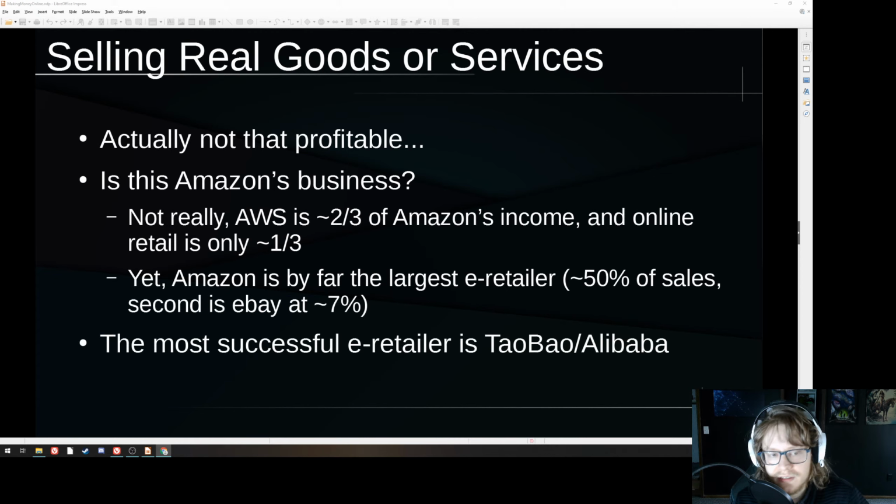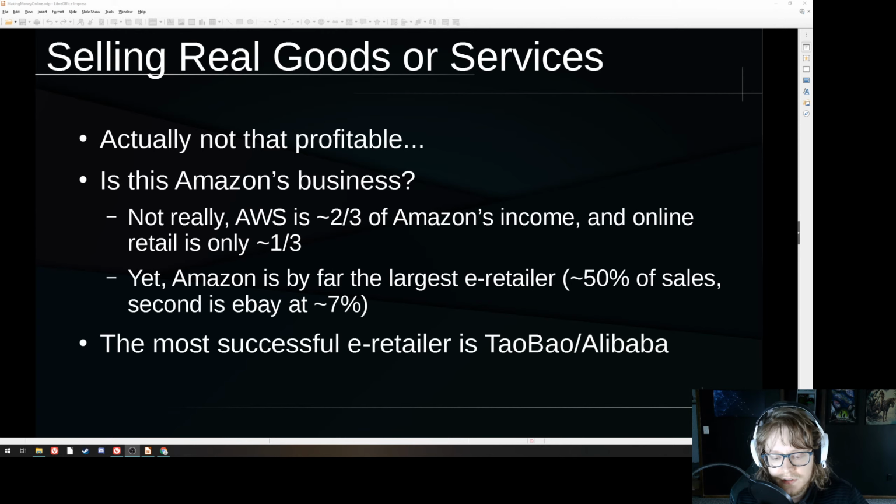Traditional, plain old sales. Well, traditional, plain sales is actually not that profitable. Many people think that Amazon is a retail company and that they make most of their money by selling things, but they're not. They're actually primarily a web service hosting company. AWS, which is Amazon's web services hosting platform, is about 2/3 of their income. The online retail section is only about 1/3, and it's definitely not their most profitable. The online retail is barely profitable, actually.